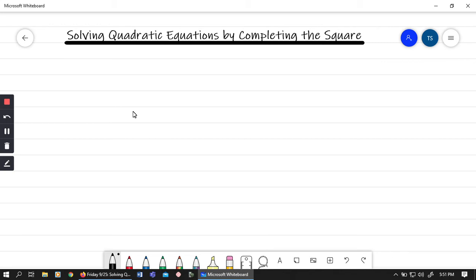And so you may actually have to rewrite it as a perfect square trinomial first, but again, as far as completing the square is concerned, the end result is getting it in a form so that it's written as a perfect square binomial.